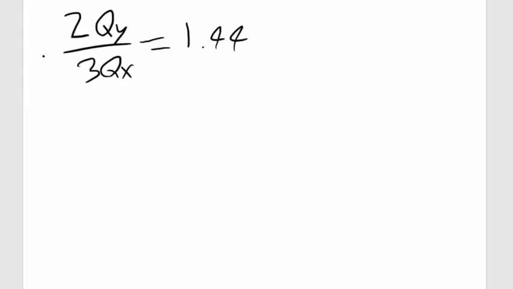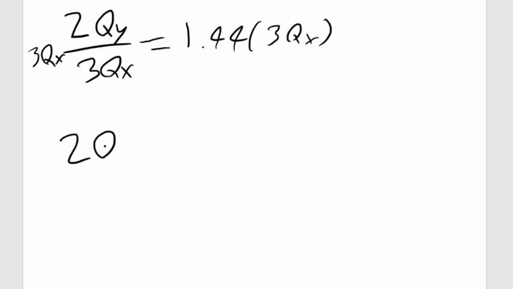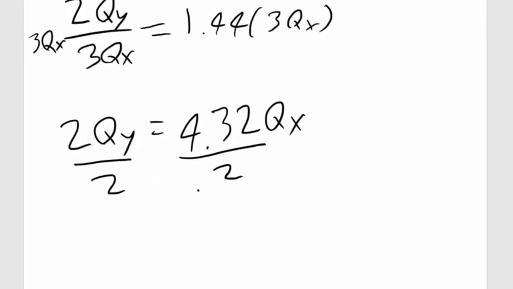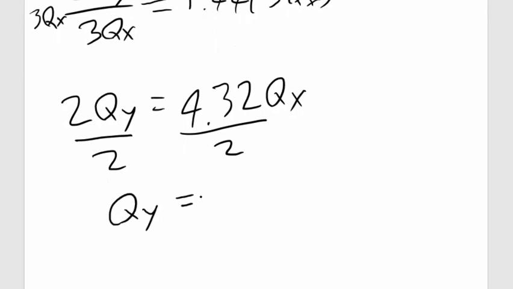And if we were to multiply both sides by 3qx, that would then give us 2qy equals 4.32qx. And then if we divide both sides by 2, we're left with qy equals 2.16qx. And this is our opportunity cost, or what we give up in order to gain one more. So in order to gain one more of good y, we would have to give up 2.16 of good x.